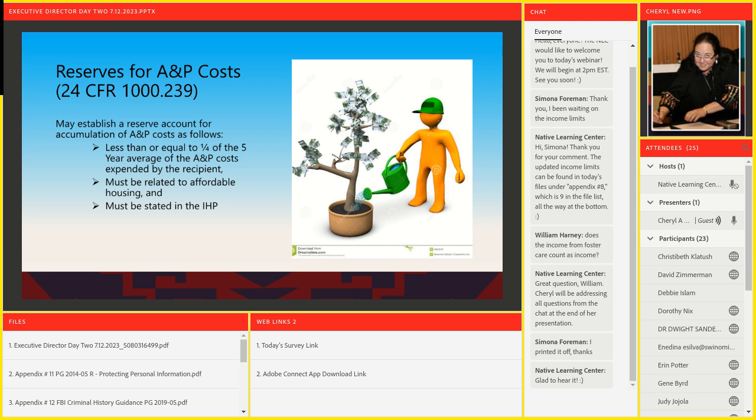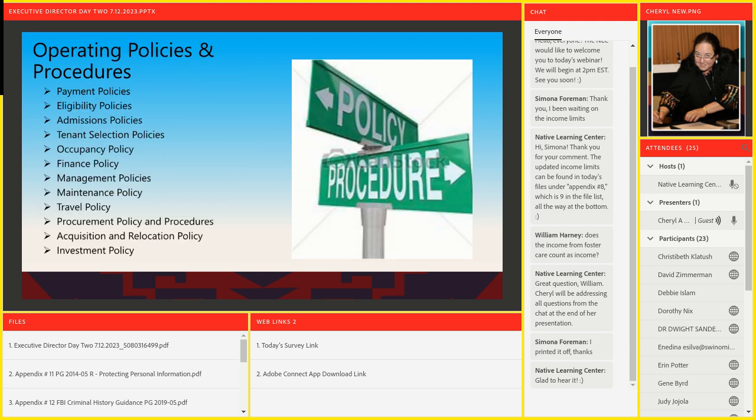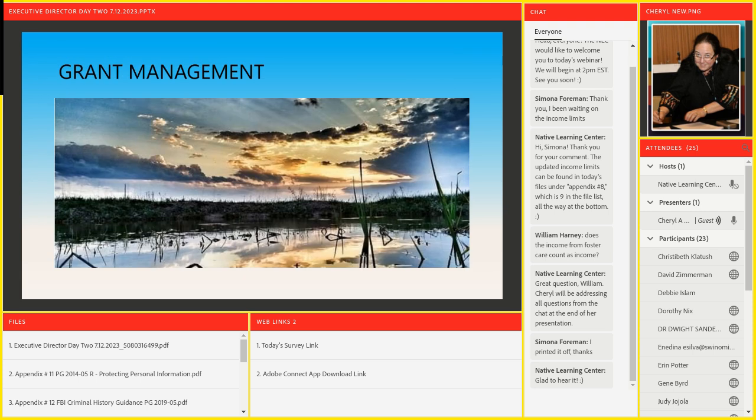Reserves: you are allowed to establish a reserve account for accumulation of A&P cost less than or equal to a quarter of your 5-year average expended by you as a recipient, and it must be related to affordable housing. You have to state that within your IHP. You have to have operating policies and procedures: payment policy, eligibility, admissions, tenant selection, occupancy, finance, management, maintenance, travel, procurement policies and procedures, acquisition and relocation, and an investment policy.